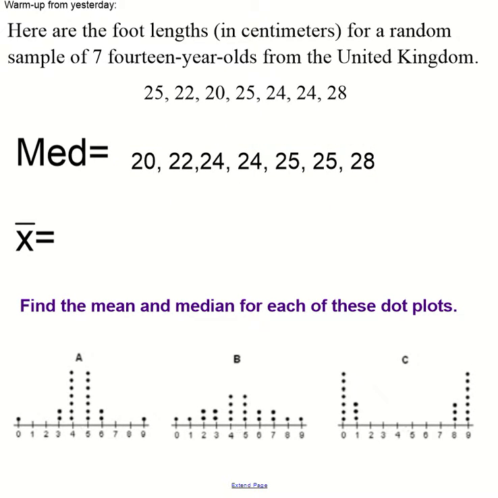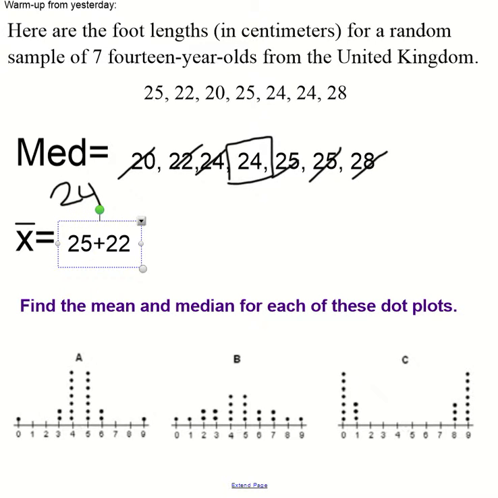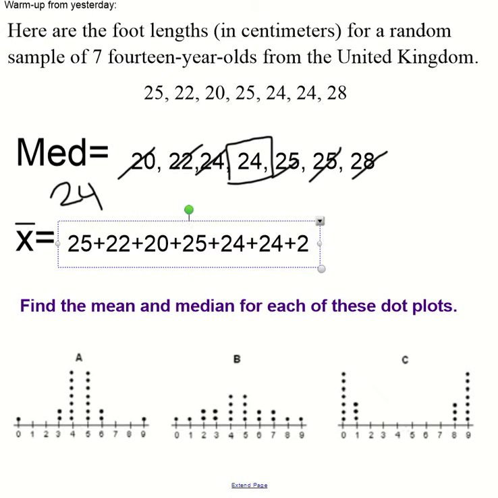Alright, if we look at these numbers now, we can start crossing off, figuring out what's in our middle. Those two go away, away. Our median is 24. It's as simple as that. Average, we have to add up all the numbers. So we go 25 plus 22 plus 20 plus 25 plus 24 plus 24 plus 28. Add those all with your calculator now.